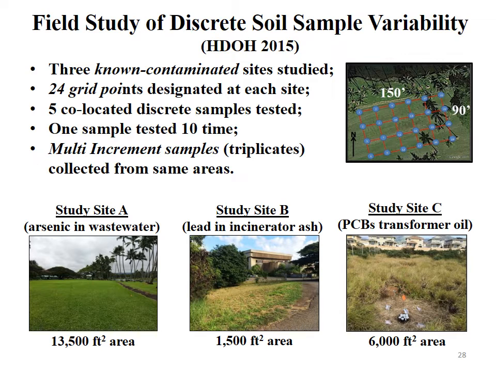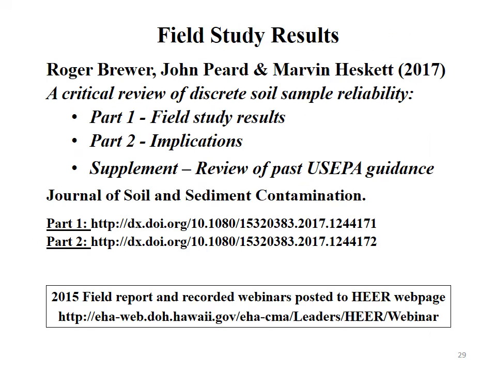Study site C was a site contaminated with PCB from transformer oil, electrical equipment oil. It was dumped onto the ground. We already knew from collecting this site and other PCB sites that this would probably be where we see the highest variability between different sampling points or co-located samples, and even within single samples.